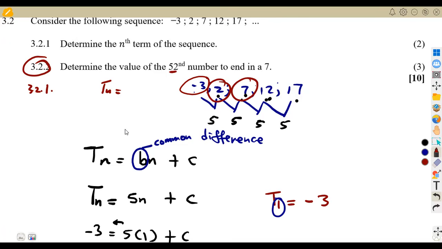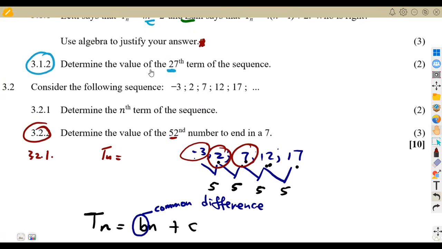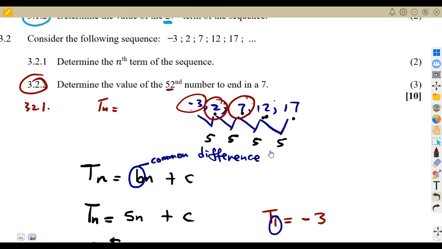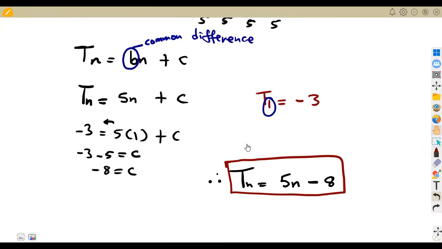So what are we going to refer to in this case? The value of the 52nd number. It is the same thing as what we have here: determine the value of the 27th term of the sequence. So here we need to determine the value of the 52nd number, but it must end in a 7. Okay, let us say we are to find this from our expression we are given.